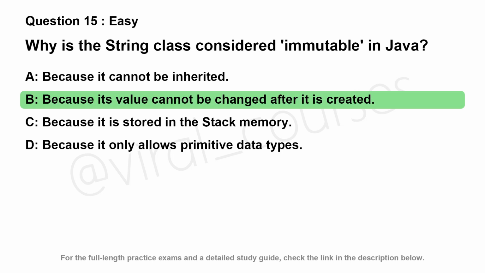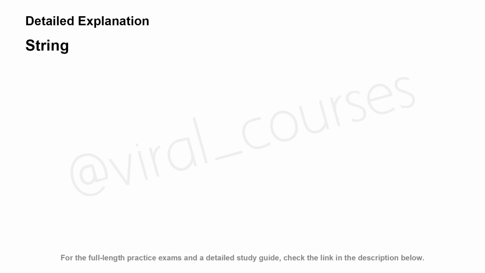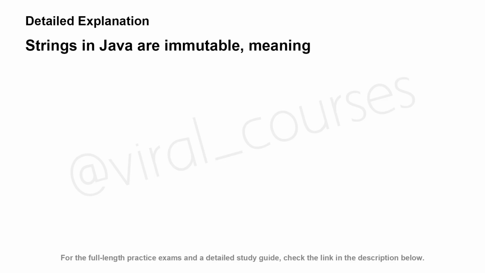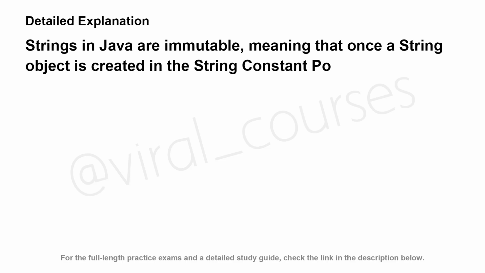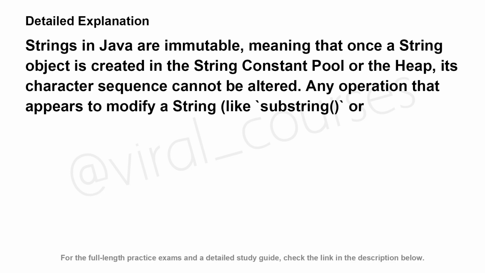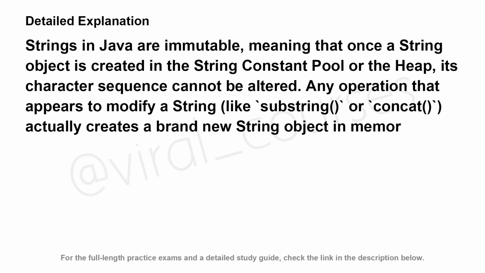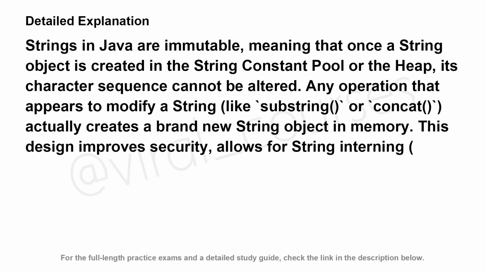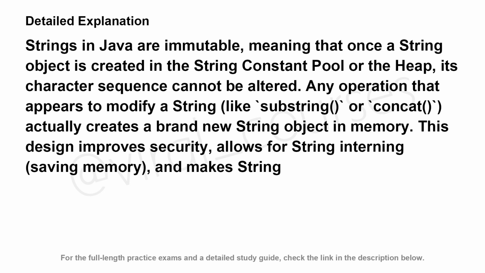The correct answer is B. Strings in Java are immutable, meaning that once a string object is created in the string constant pool or the heap, its character sequence cannot be altered. Any operation that appears to modify a string, like substring or concat, actually creates a brand new string object in memory. This design improves security, allows for string interning, saving memory, and makes strings inherently thread safe.